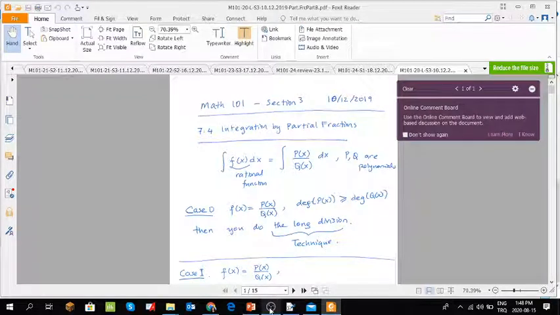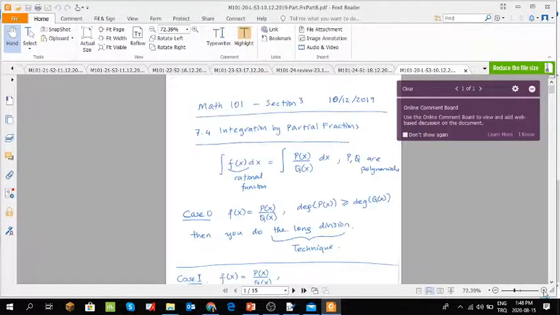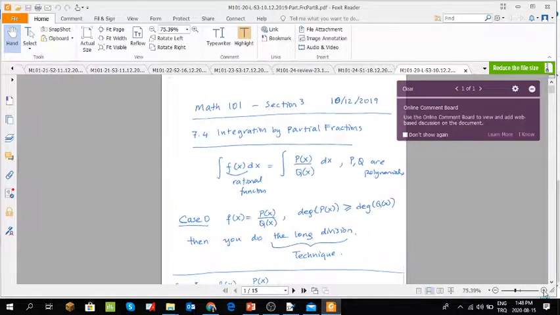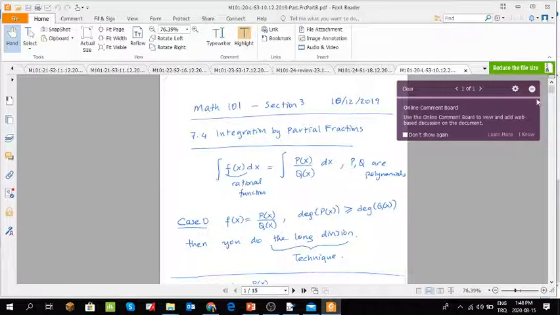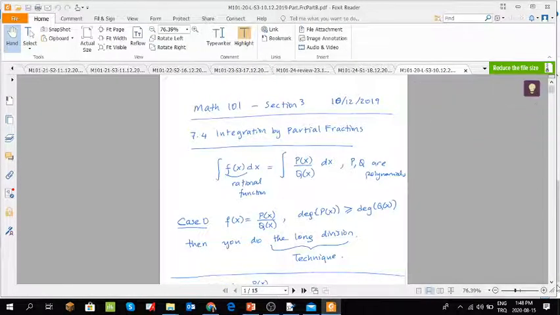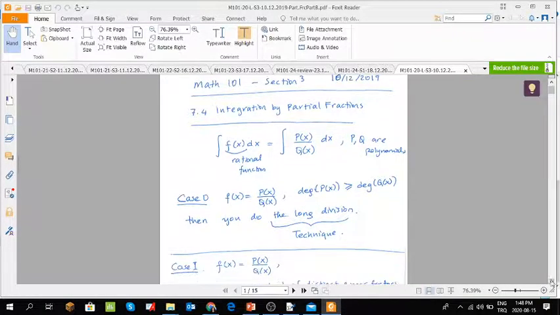We continue from here, integration by partial fractions. As you would see here, these are lecture notes from 2019 again. f of x is a rational function. We want to integrate that. Rational function means p over q, where p and q are polynomials.